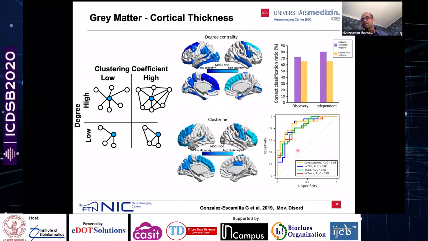And here are the receiver operating curves and the area under the curve. So each region, even if we take one single region here, we can get an accuracy of about 82%. So this is looking into the cortical thickness, the thickness of the brain.